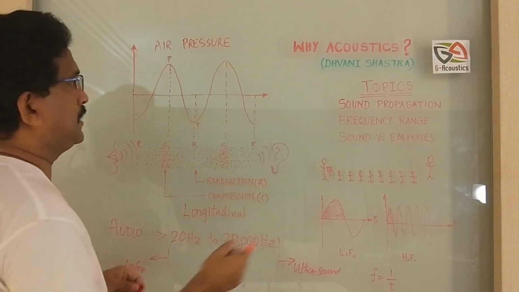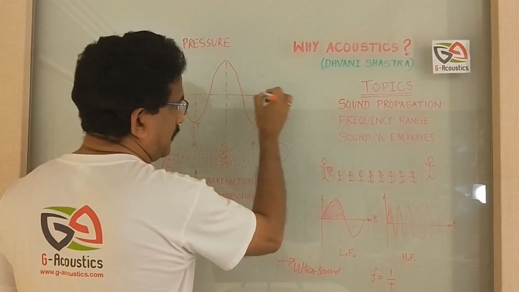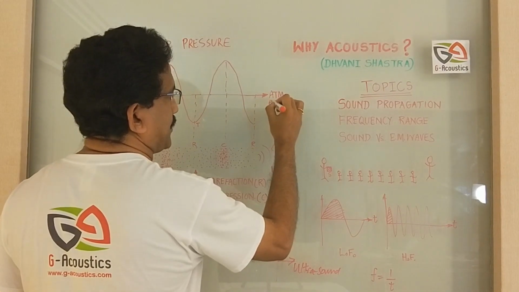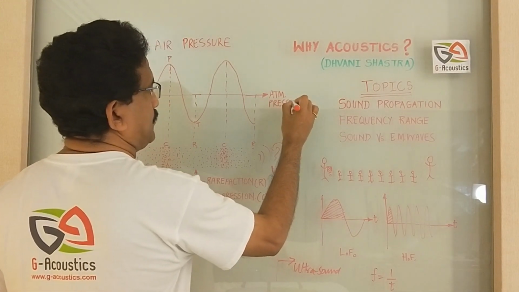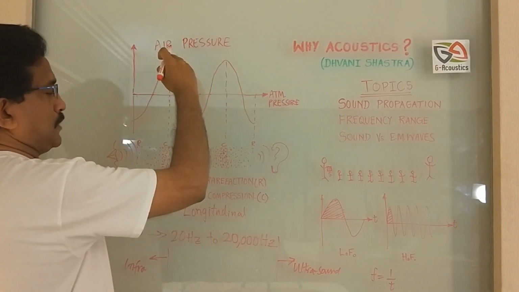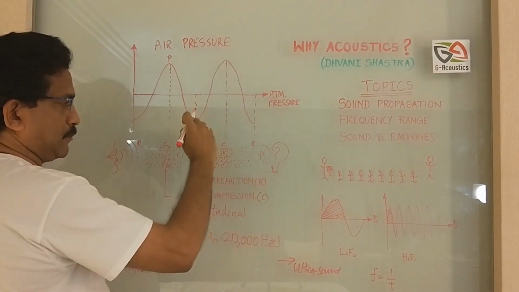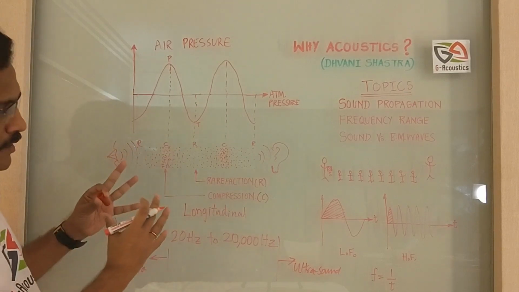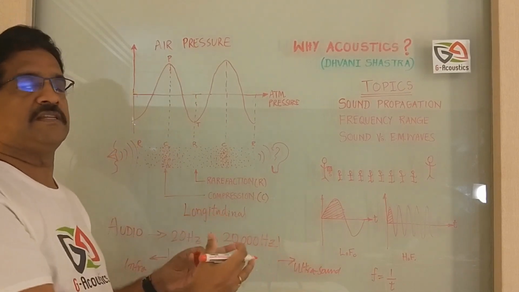So air pressure, this curve in this particular period, we call this atmospheric pressure. Which means when it is above the atmospheric pressure, it's compression. Below the atmospheric pressure, it is rarefaction. So this is how the sound propagation and the frequencies are related.